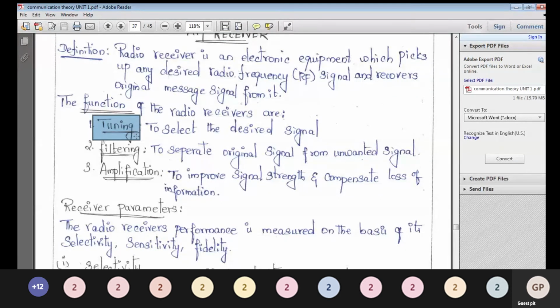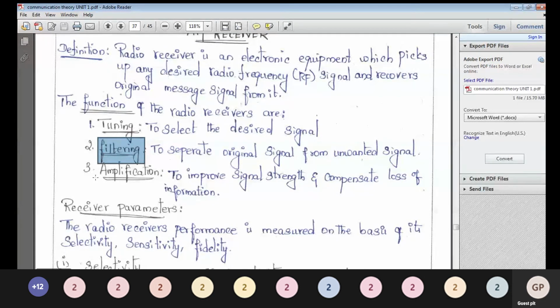The second function is filtering. Different frequency signals are there, so nearer frequency components are also available. We are tuning the receiver to a particular frequency, but the very closer frequencies are also available, so we have to filter out the unwanted signal. The filtering function is important. The second function is the filtering function.